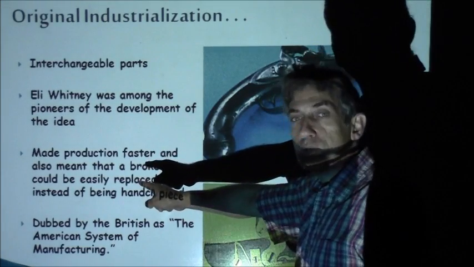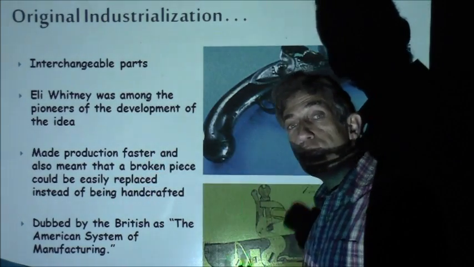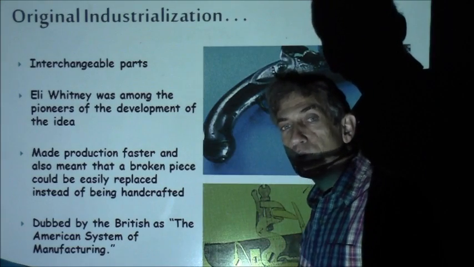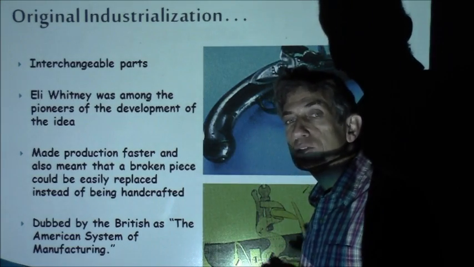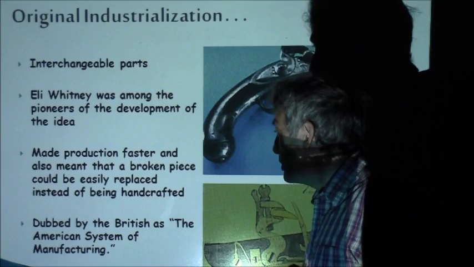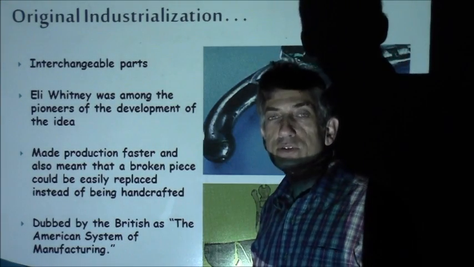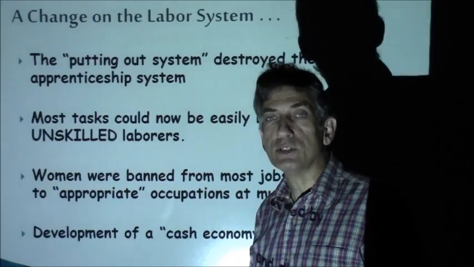It does make production much faster, for sure, and uniform, which is good as well. You can just get a part to fix something, as opposed to having to redo the entire tool or item or whatever it might be. It was dubbed the American System of Manufacturing because it was unique to the United States. It had not occurred anywhere else in the world.